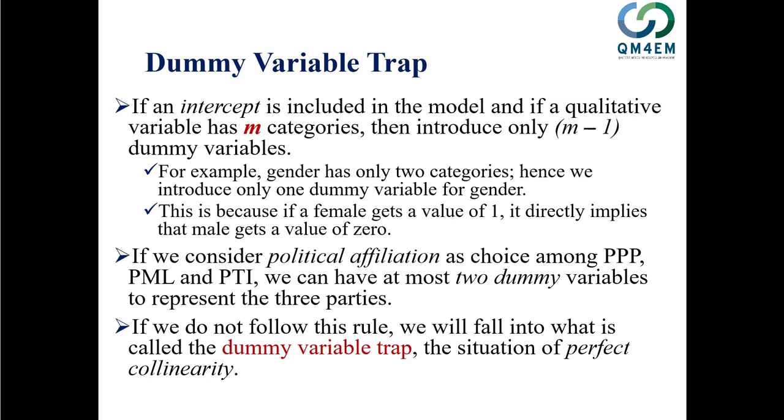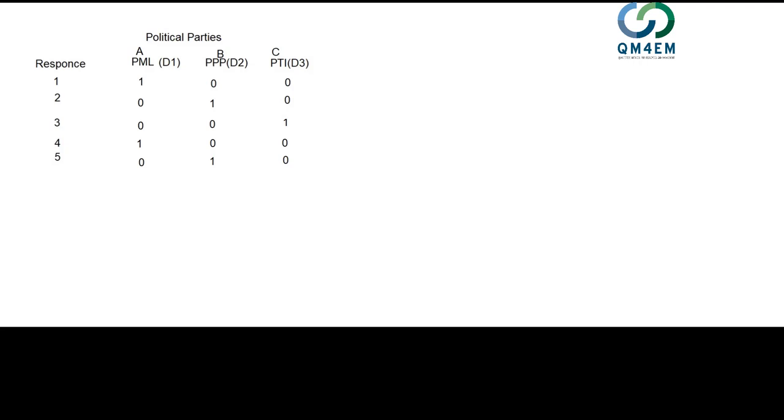For example, if I write political party A, B, and C. If a person is from political party A, I will make this 1, this 0, this 0. If it's from B, this is 0, this is 1, this is 0. If it's from C, all of these are 0. You can also create a third variable which makes this one 1.